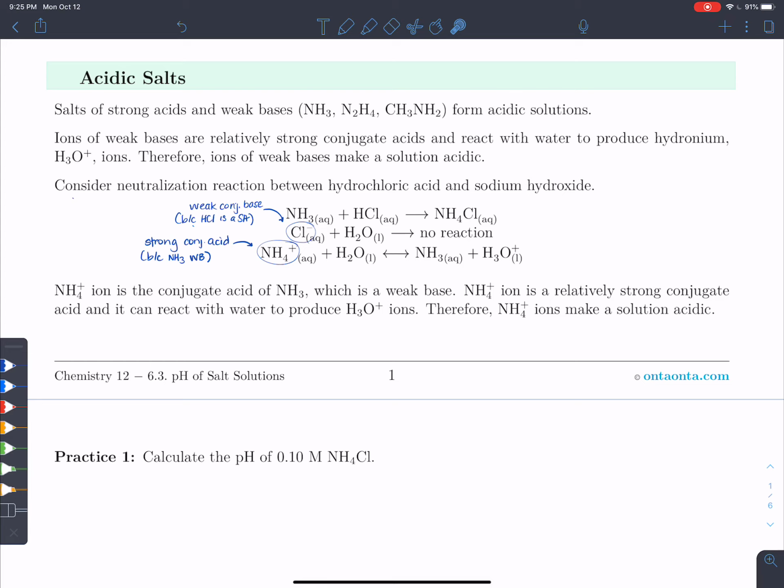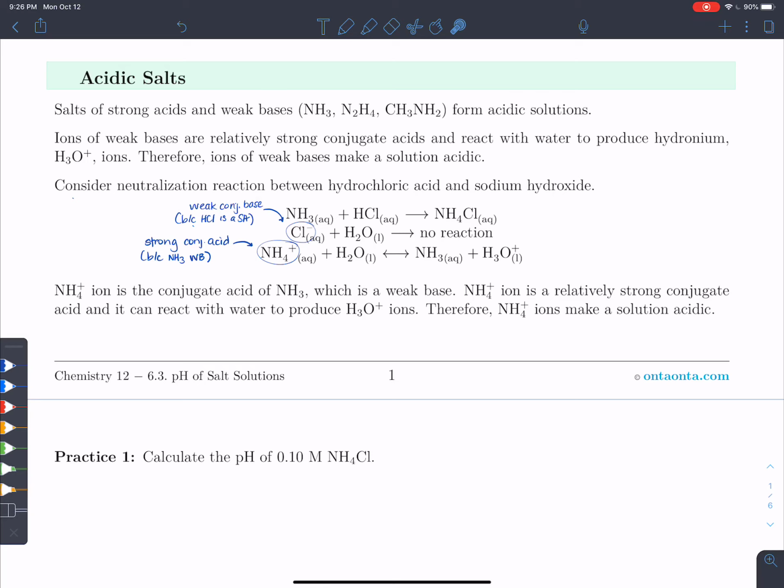But when we're looking at the cation, which is the NH4 plus, it is considered a strong acid because its conjugate base, which is ammonia, is a weak base. So when this strong acid dissolves in water, it's going to react with that water and hydrolyze the water. The proton in the ammonium ion is going to transfer over to the water, producing ammonia and hydronium ions.